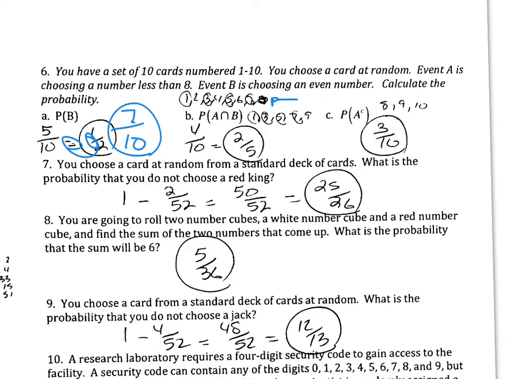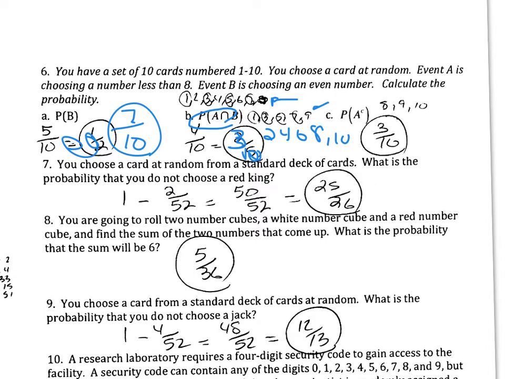Part B, less than 8 are the numbers 1 through 7. I wrote those there. And event B is an even number. Gosh, I wrote odds. 2, 4, 6, 8, 10. And it wanted to know the intersect. So what do they have in common? They both have 2, 4, and 6. All right, because it said less than 8, you can't include 8. So that's 3 out of 10 that they have in common. So your answer should be 3/10 right there.